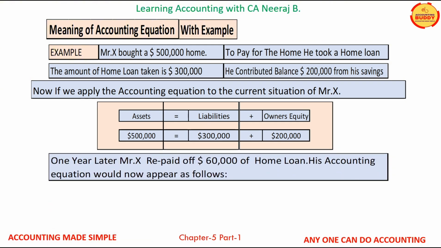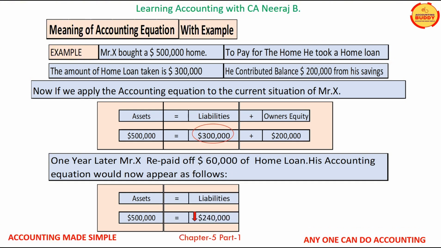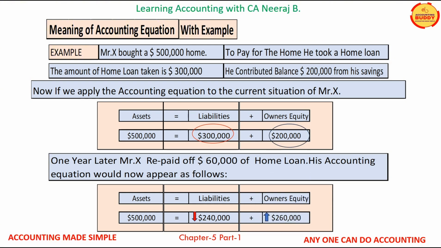1 year later, Mr. X repaid part of the bank loan amounting to the extent of $60,000. Post the payment of $60,000 bank loan, the accounting equation of Mr. X will look like as displayed on your screens. Asset value will remain same, that is $500,000. However, the liability will now be $240,000 because out of the original loan of $300,000, he has paid $60,000, and his equity contribution will increase from earlier $200,000 to $260,000.